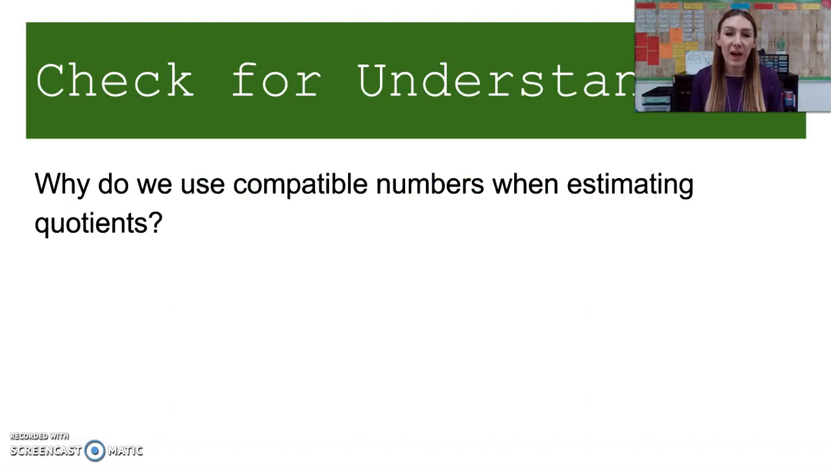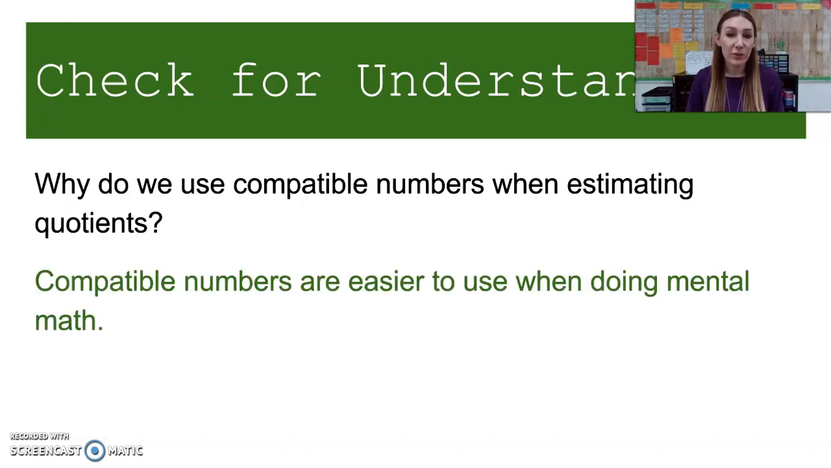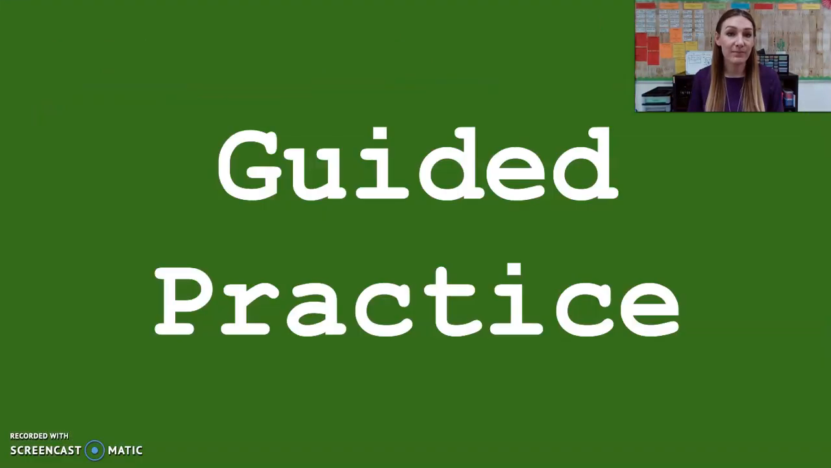Why do we use compatible numbers when estimating quotients? Go ahead and pause the video now if you need to formulate an answer. We use compatible numbers because they are easier to use when doing mental math, or doing math in our heads.